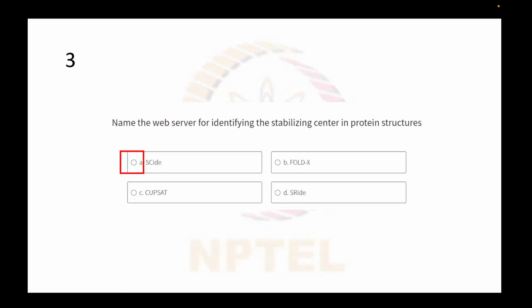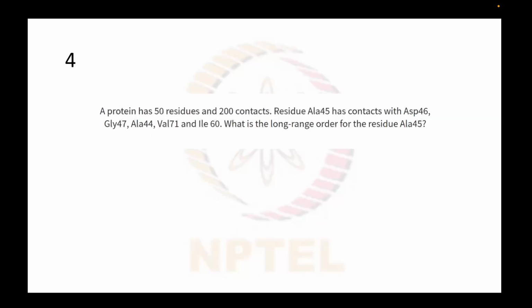Two residues are identified as forming a long range contact if they are at least 10 amino acids apart in sequence and they have at least one heavy atom separation smaller than the sum of their van der Waals radius. So structurally they are contacting, sequentially they are separate. That is how a stabilizing center is defined.